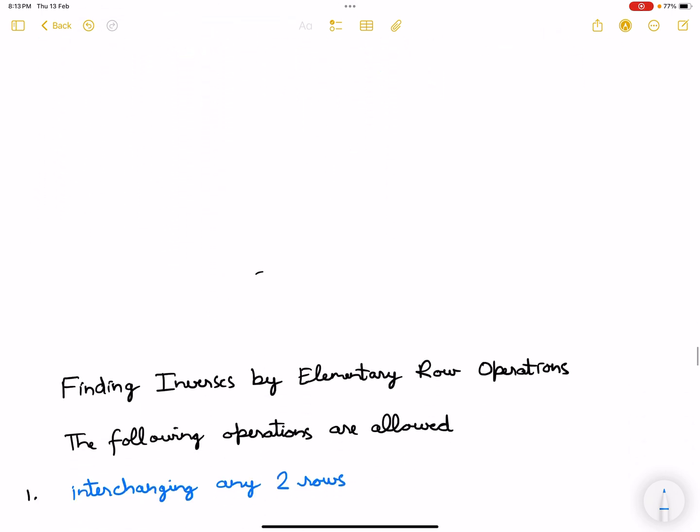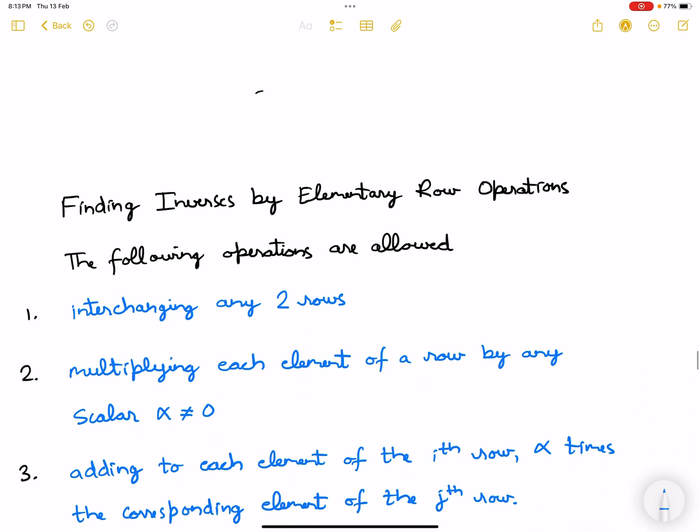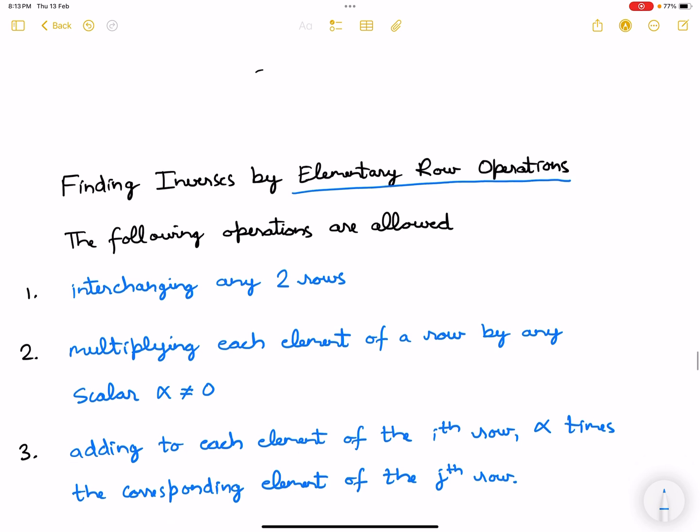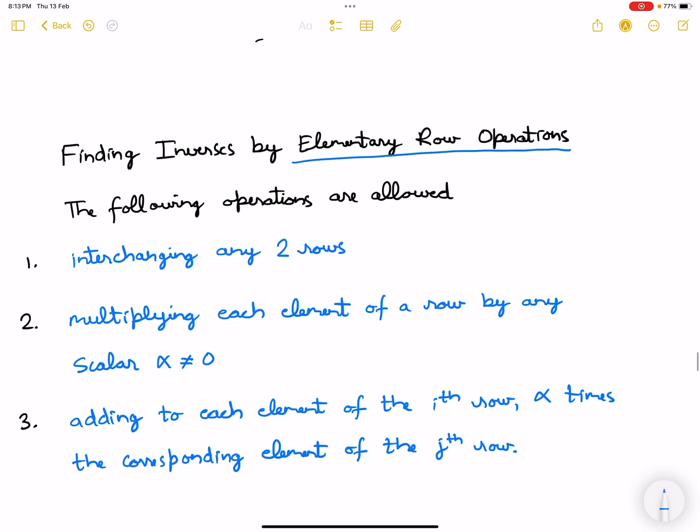In the next class, we'll study finding inverses by elementary row operations, and this is important. So I'll be focusing on this in the next video.